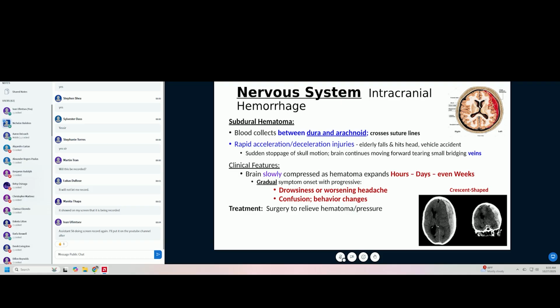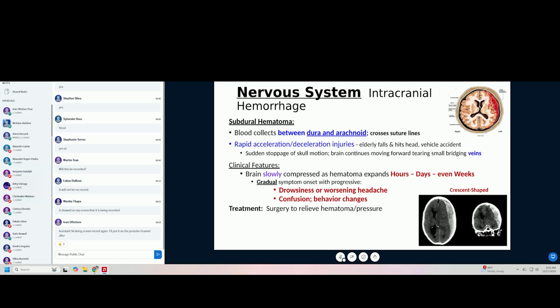All right, so subdural hematomas, these are another type of brain bleed, but different, right? Here, the bleeding actually occurs between the dura and the arachnoid mater. So we're kind of going down a little bit deeper. The thing with this is that these bleeds do cross suture lines. They do cross because it's under the dura, but above the arachnoid.